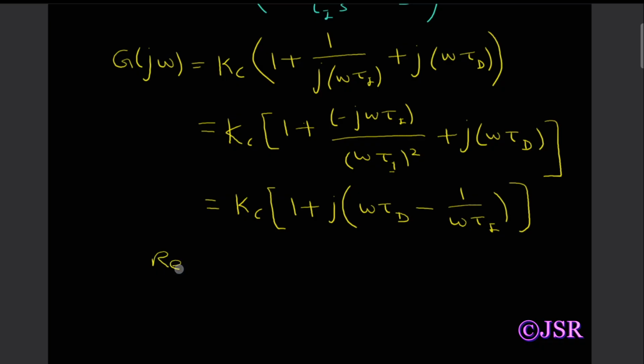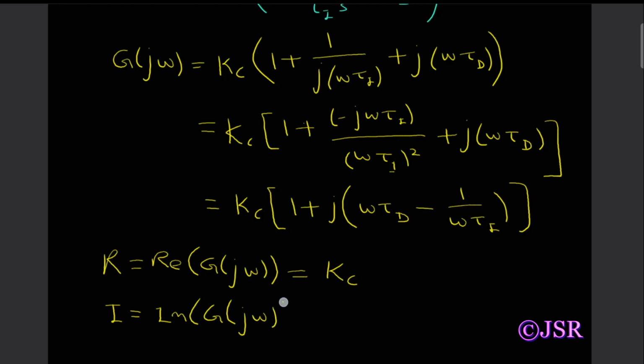So the real part of G of j omega, let's say this is the real part R, which is Kc, and the imaginary part I is the imaginary part of G of j omega, and this will be equal to Kc times omega tau d minus 1 upon omega tau I.